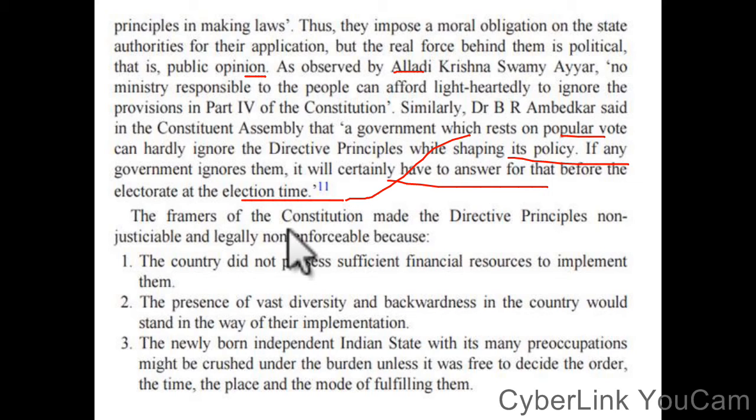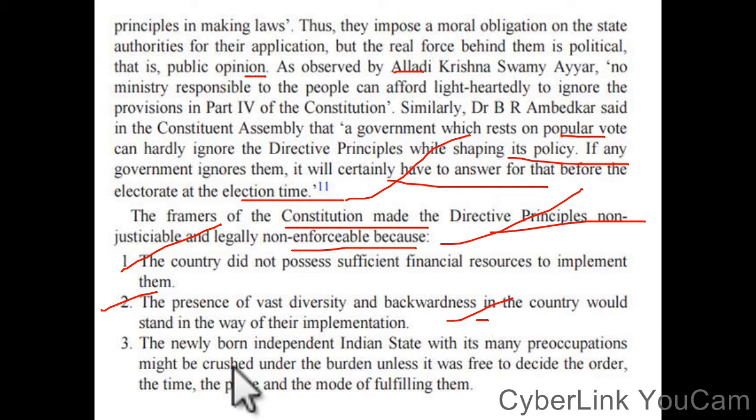The framers of the Constitution made the directive principles non-justiciable and legally non-enforceable because the country did not possess sufficient financial resources to implement them. The presence of vast diversity and backwardness in the country would stand in the way of implementation. The newly born independent Indian state, with its many preoccupations, might be crushed under the burden unless it were free to decide the order, the time, the place and the mode of fulfillment.